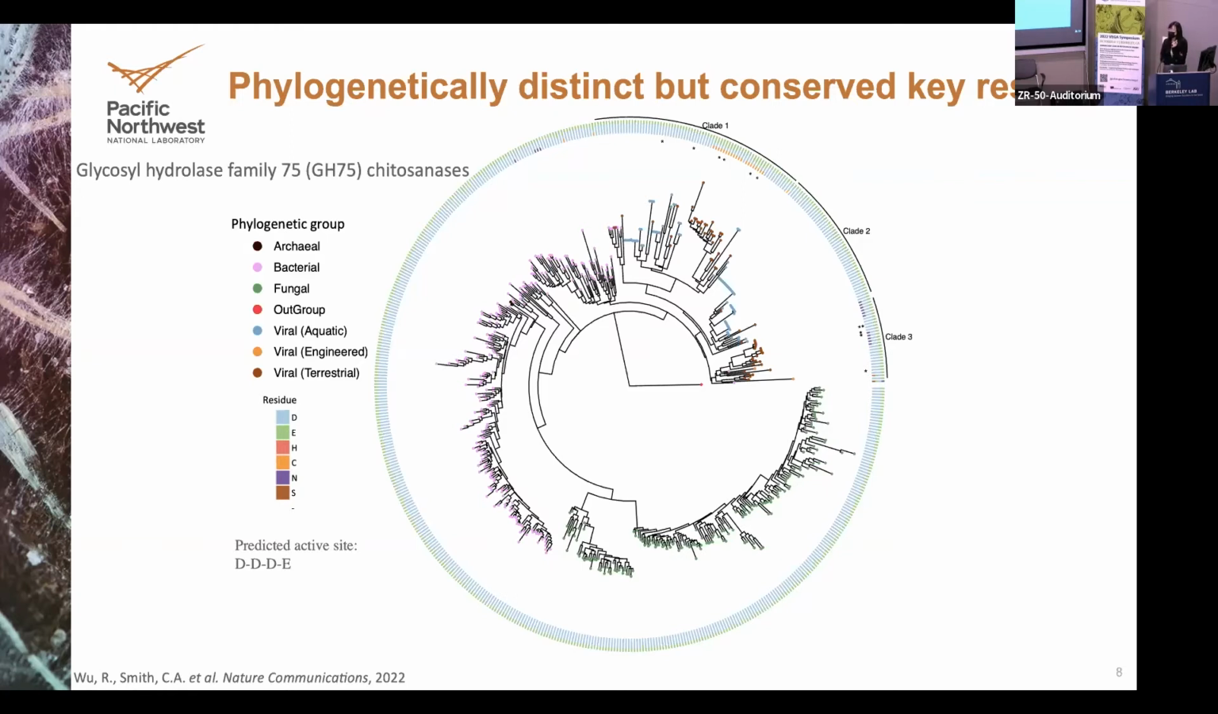But the majority of those viral chitosanases are also relatively closer to the bacterial chitosanases. This may suggest they originate from bacteria and then were modified into virus-specific versions. But in general, they are phylogenetically distinct from the other microbial versions. They still conserve the same key residues that were previously identified as the active site of the functional bacterial and fungal chitosanases from the same GH family, GH75. And of course, there are some exceptions.